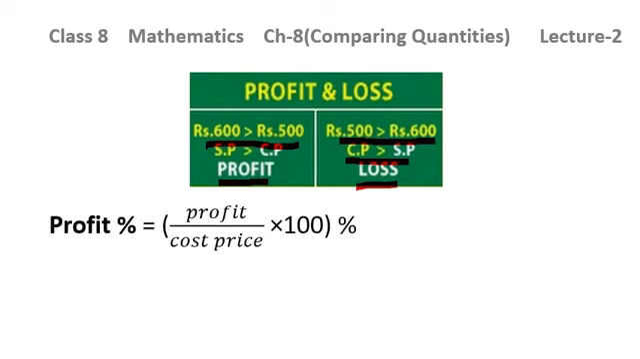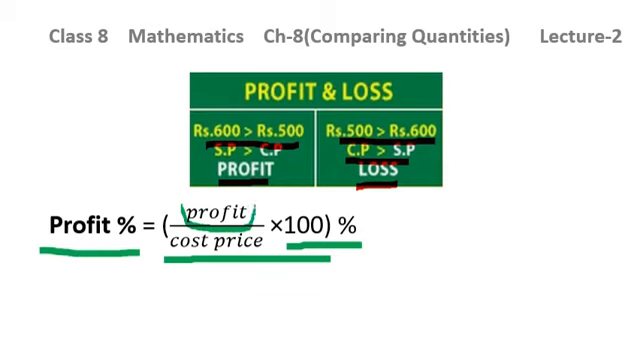Then, if you are supposed to find the profit percentage, which formula will you use? Directly write profit in the numerator and CP, that is cost price, in the denominator, multiplied by 100%, and you will get profit percent. So profit in the numerator, cost price in the denominator, into 100% will give you profit percent. And one more thing: profit percent and loss percent are always calculated on the cost price, that is CP.